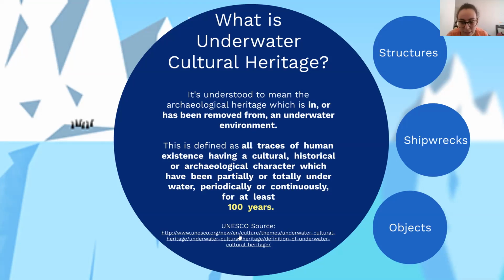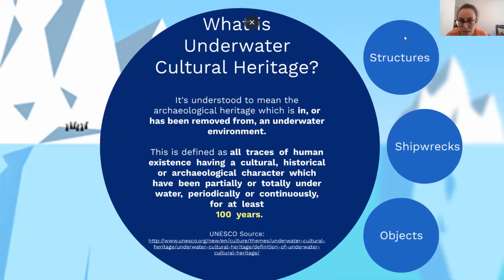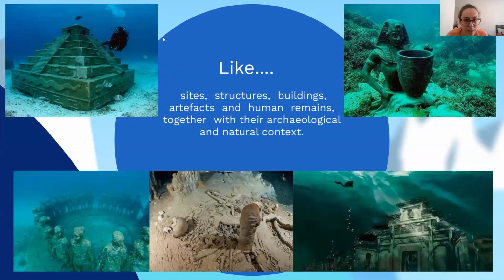For your reference, Hani, this is the link of the full section about underwater cultural heritage in the UNESCO. So what examples of archaeological underwater cultural heritage do we have? There are three main types. The first type is structures, so architectural structures. As we can see here: sites, structures, buildings, artifacts, and human remains, together with their archaeological and natural context.